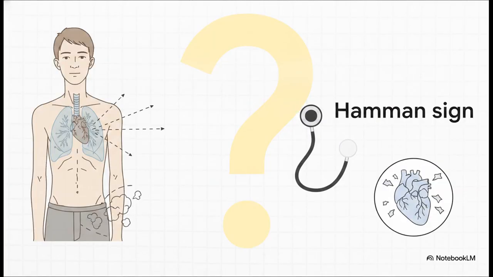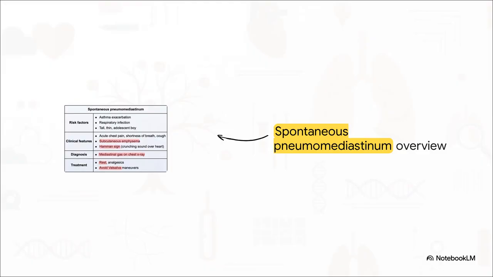Let's shift gears to a very specific presentation. Picture a tall, thin adolescent boy with a history of asthma. He comes in with acute chest pain, dyspnea, a cough, and a literal crunching sound over his heart. That crunching sound is the Hammer's sign, and alongside subcutaneous emphysema, it's a huge red flag for spontaneous pneumomediastinum. The risk factors usually include an asthma exacerbation or a recent respiratory infection.